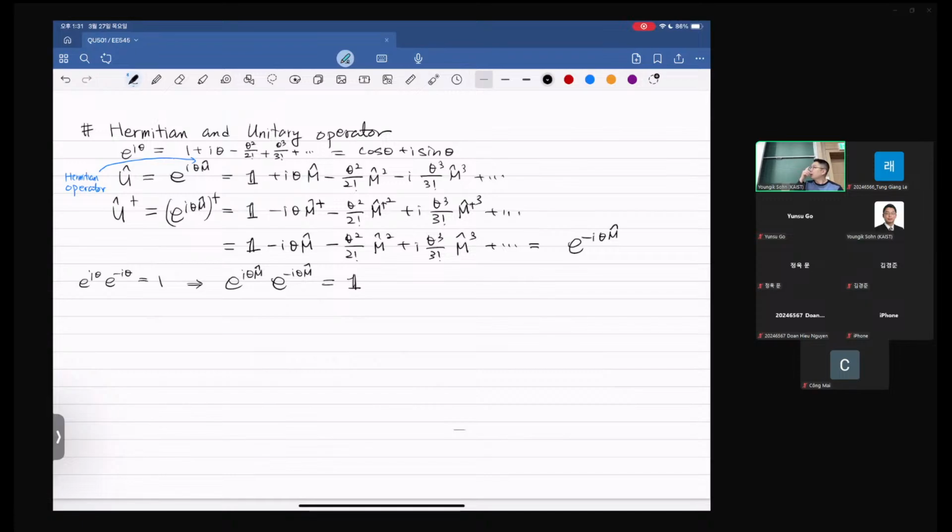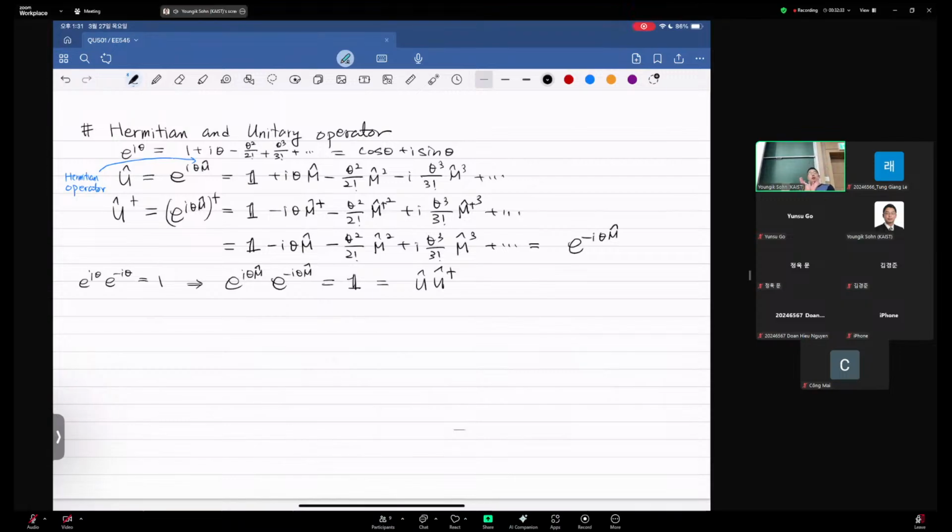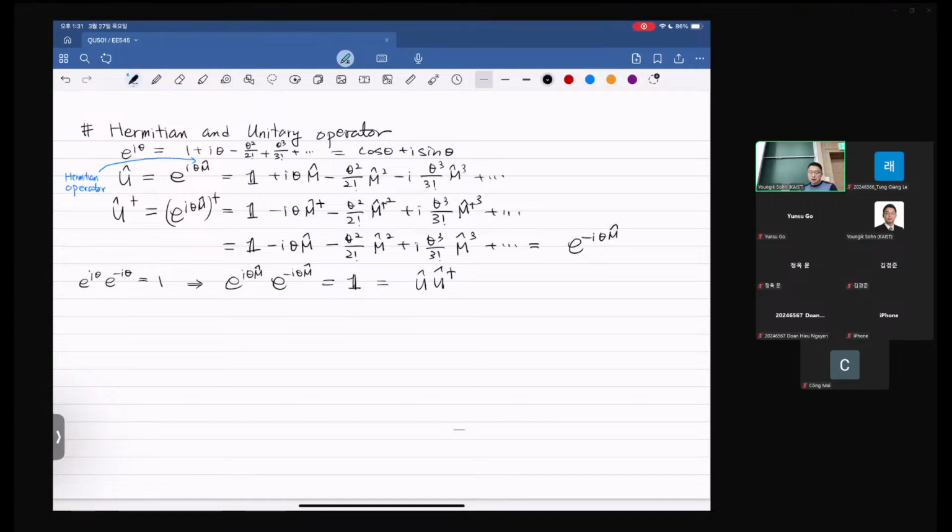For operators you have to be a little bit more careful, because of the commutation relationship. But anyways, this case is doable, and then you'll get just an identity matrix, and you realize that this U dagger multiplication is just the identity matrix. Okay, so our conclusion is that U, e to the i theta M, is unitary when M is Hermitian.